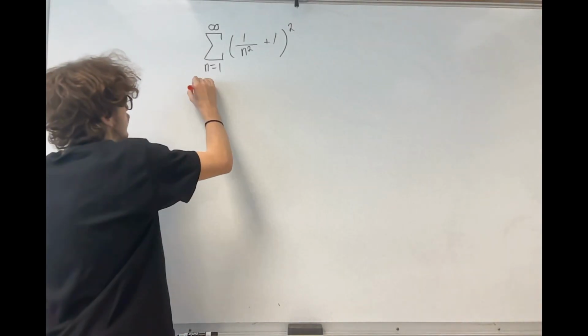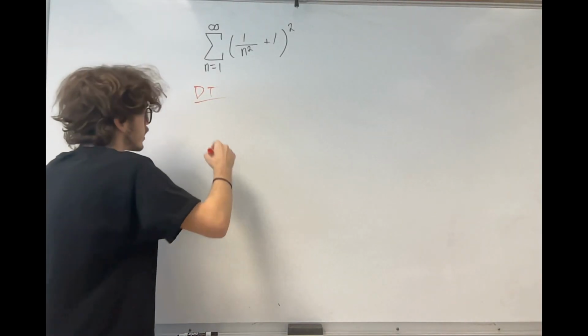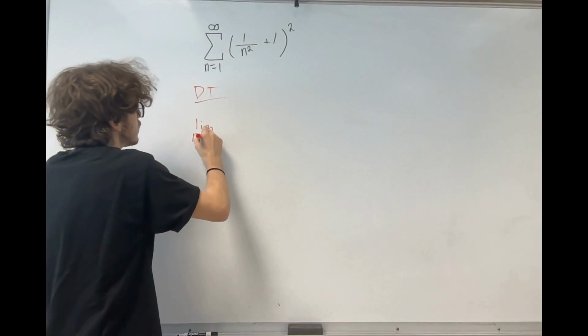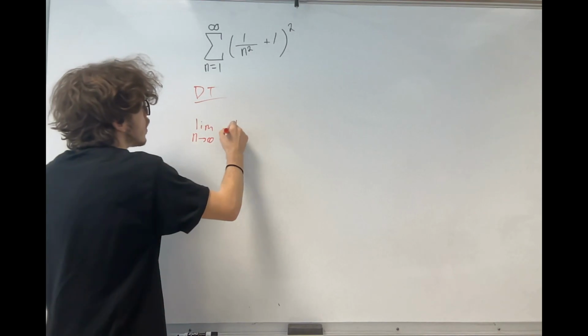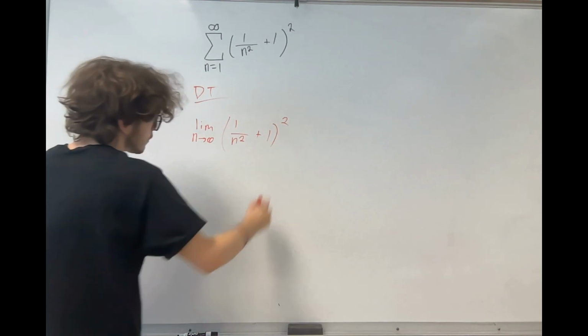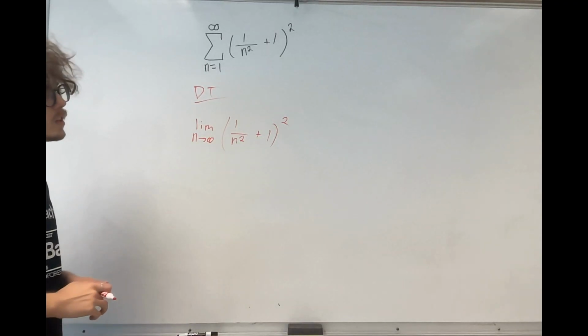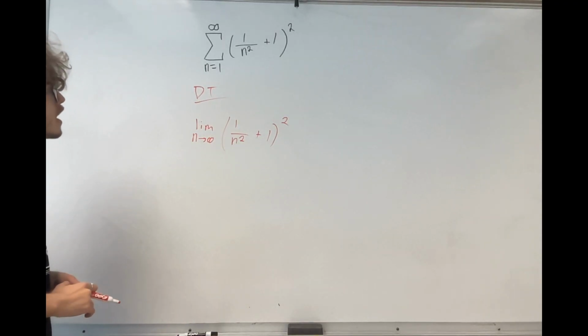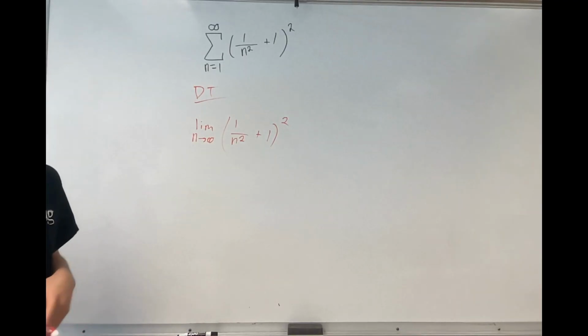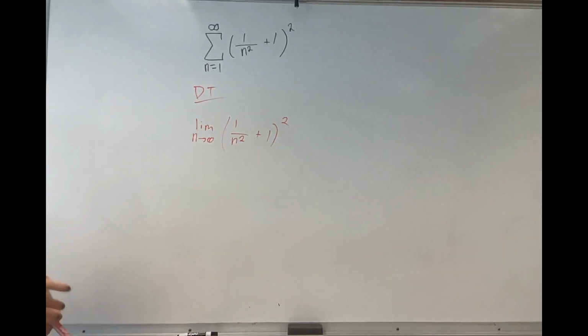And basically, I'll just write that DT. You're going to take the limit of the sequence. So we're going to say, what is the limit as n approaches infinity for (1 over n squared plus 1) quantity squared? Okay, any value other than 0, you're going to get a divergent series. If it is 0, you know it's just going to be some value.